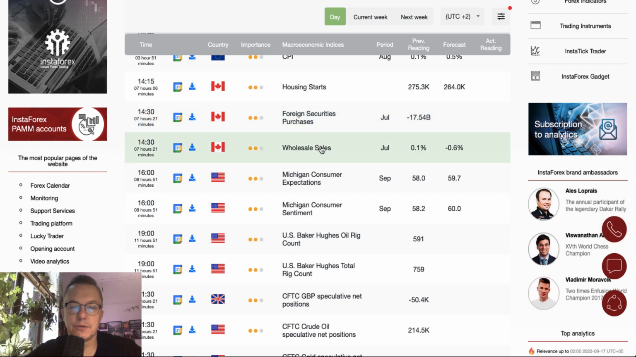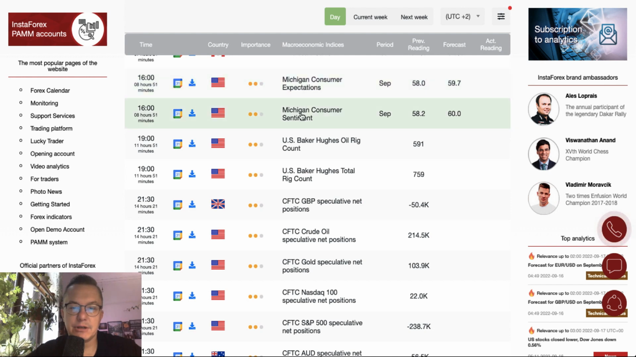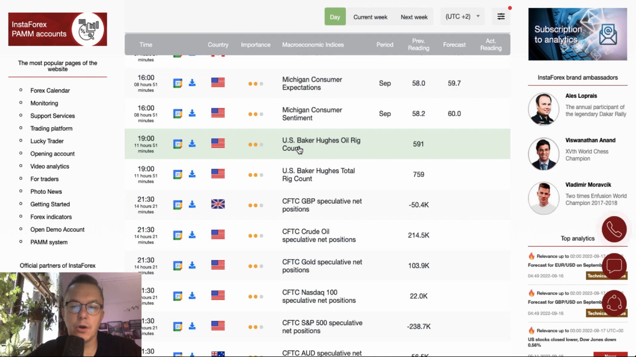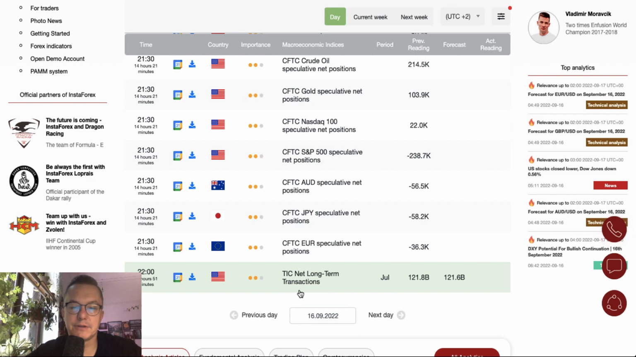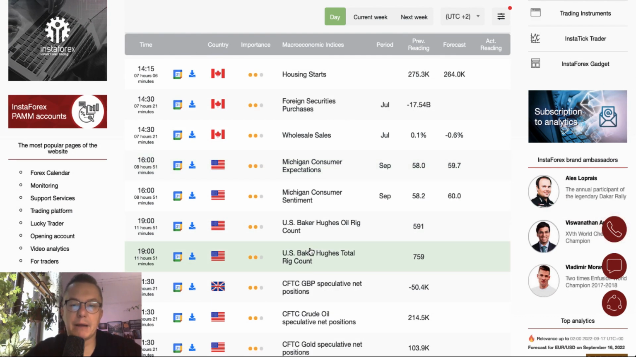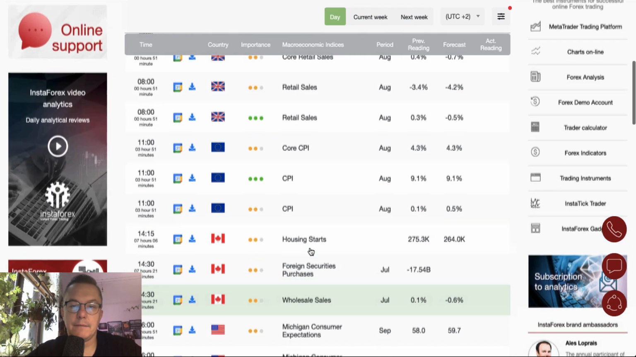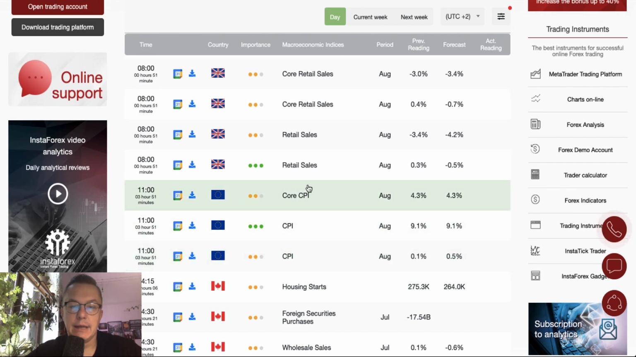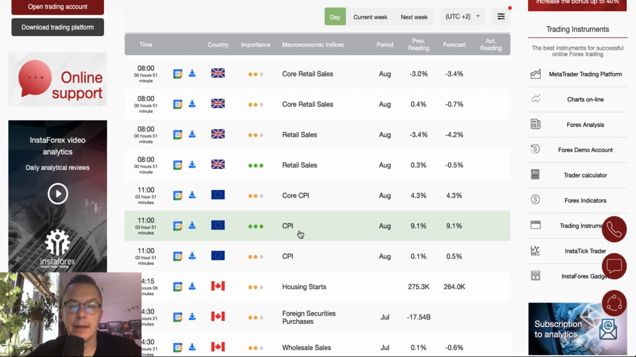All of this data are scheduled for release at 2:30. From the US, we got Michigan consumer expectations data, Michigan consumer sentiment. For crude oil traders, we got US Baker Hughes oil rig count. The rest of this are, of course, futures position data, so we won't bother about them at all. So a pretty intense day. Much more important data are scheduled for release during the London session: retail sales, UK, and CPI from the Eurozone.